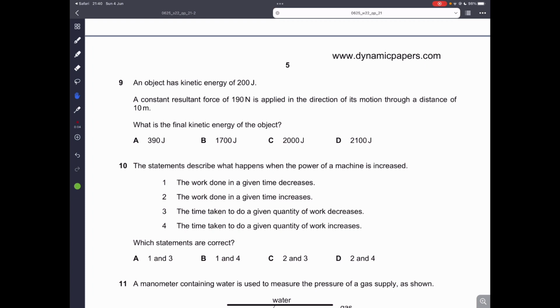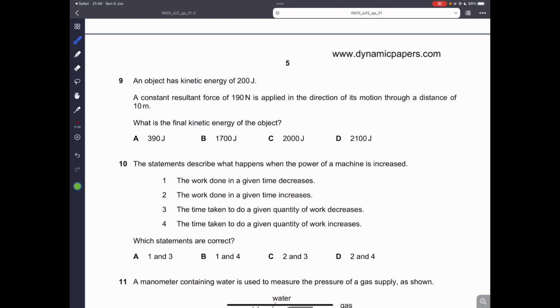Okay, question number 9. An object has a kinetic energy of 200 joules. A constant resultant force of 190 is applied in the direction of motion through a distance of 10 meters. What is the final kinetic energy of the object? Remember the kinetic energy formula, which is half mv squared. And remember the work done formula, which is force times the distance moved in the direction of the force.